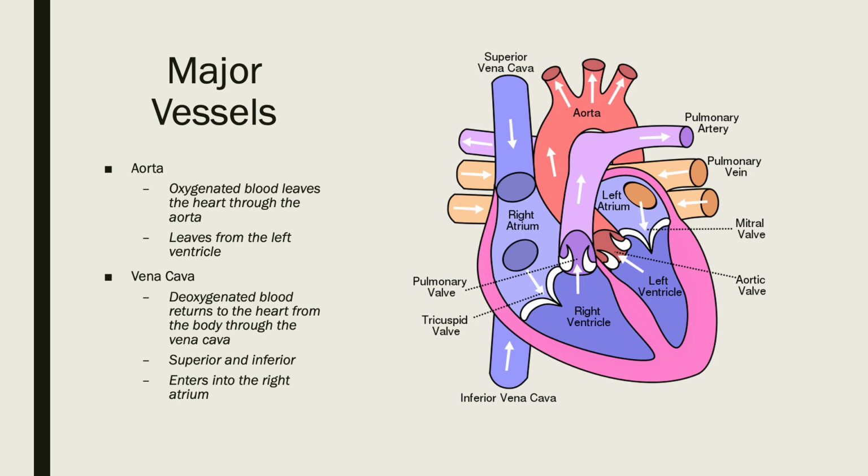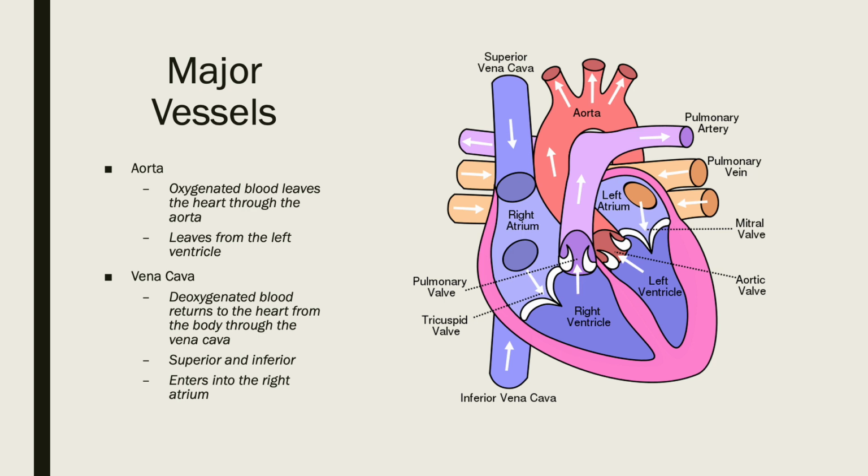And remember, deoxygenated blood goes into the right side of the heart. So the vena cavas are going to bring the blood back to the right filling chamber, or the right atrium. Okay, so it leaves the left ventricle through the aorta, goes to the body, drops off oxygen, returns through veins, eventually combining at the vena cava. And that's going to go into the right atrium because now we have deoxygenated blood.